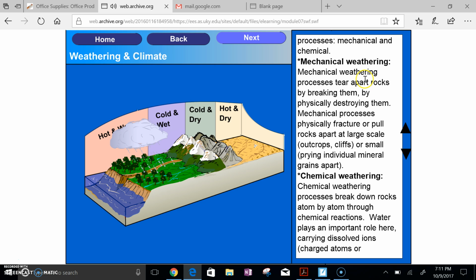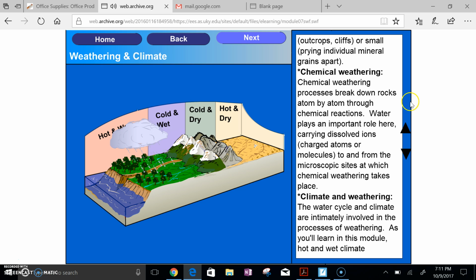There's mechanical weathering, which tears apart rocks by breaking them or physically destroying them. Mechanical processes physically fracture or pull rocks apart at a large scale or a small scale. Chemical weathering is the breaking down of rocks atom by atom through chemical reactions. Important in this is water, which helps dissolve things and carry chemicals from site to site.